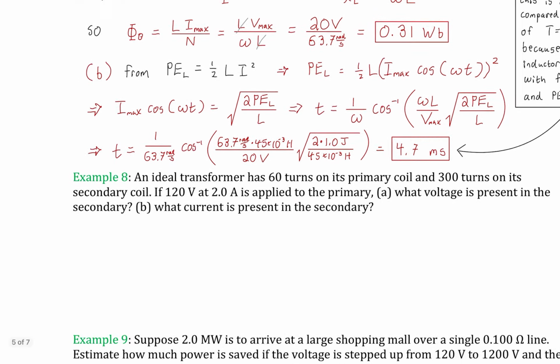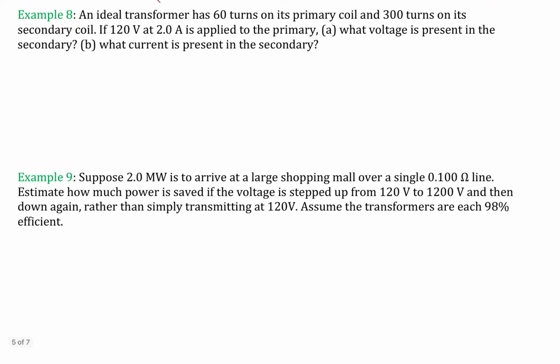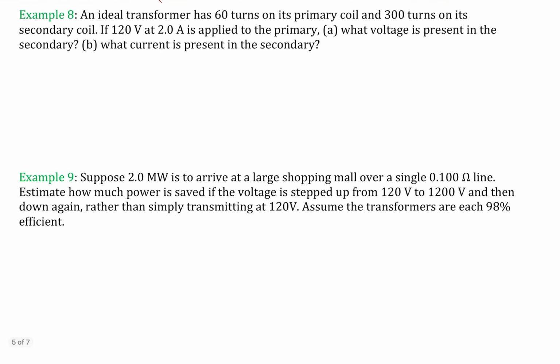Okay, finally, 2 examples about transformers. Example 8. An ideal transformer has 60 turns on its primary coil and 30 turns on its secondary coil. If 120 volts at 2 amps is applied to the primary, what voltage is present in the secondary, and what current is present in the secondary?